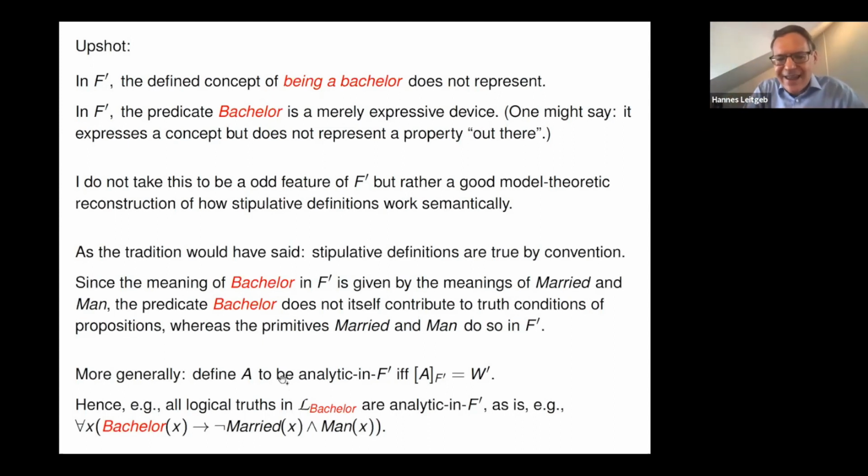We can also define a sentence now to be analytic in the framework just in case the proposition that is expressed by the sentence in that framework is the set of all worlds. And since we only build conceptual frameworks in the sense that we run through all the combinatorial possibilities with the set of worlds, that's a good reconstruction, I want to say, of analyticity as the tradition understood it, okay? Logical truths, for example, are analytic in the framework here, as is for all x, x is a bachelor implies x is an unmarried man, and the like, okay? So in that framework, you get a good reconstruction of analyticity in the same way.